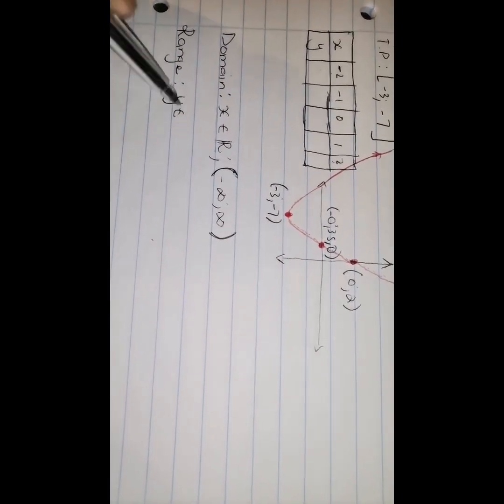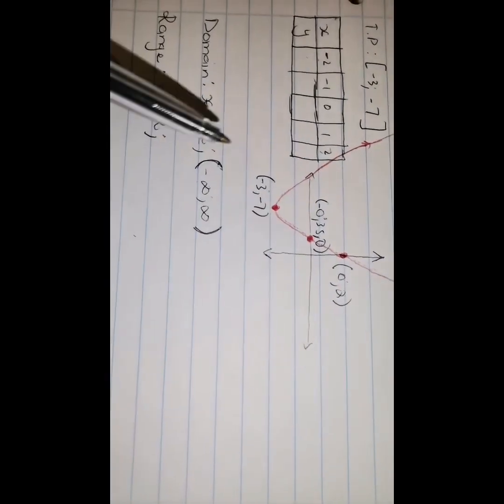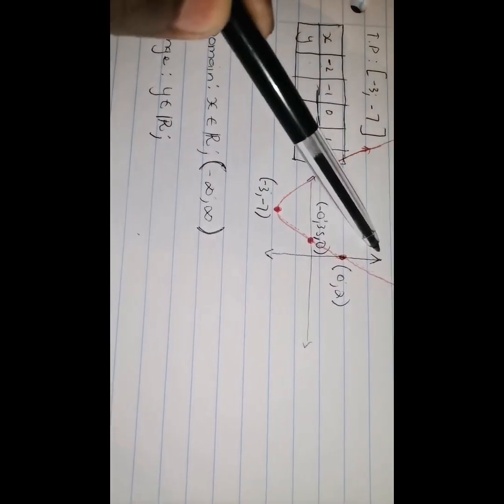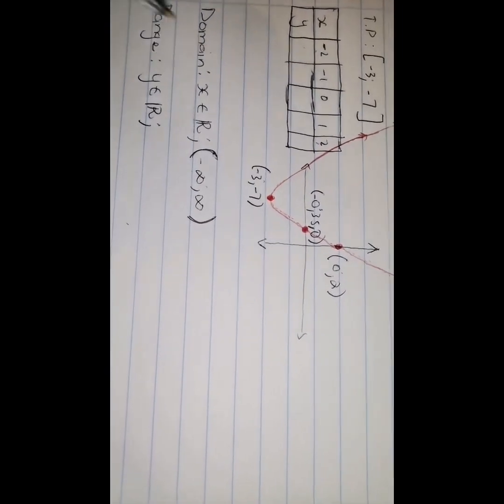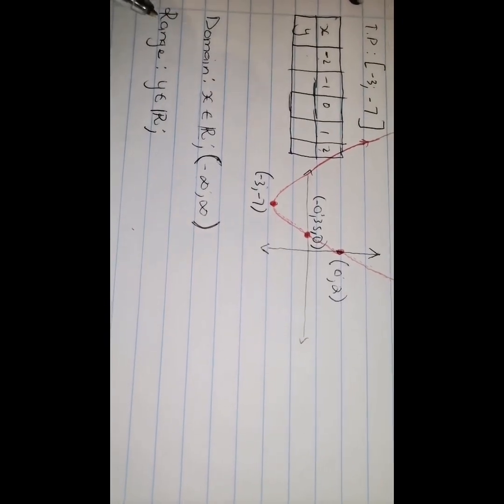Range, obviously all y values that are real, but here you're obliged to put something at some point, ne? Let's just check our y-axis, guys, ne? Let's just check this coordinate. So range is so simple because you just check your turning point.